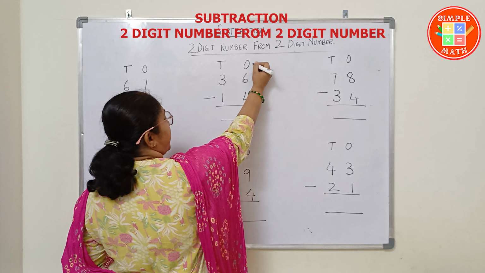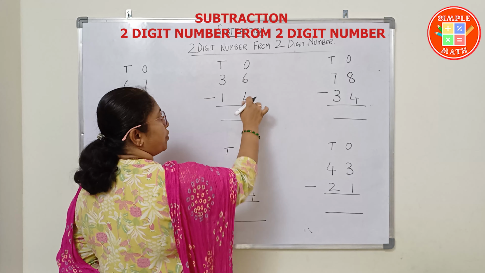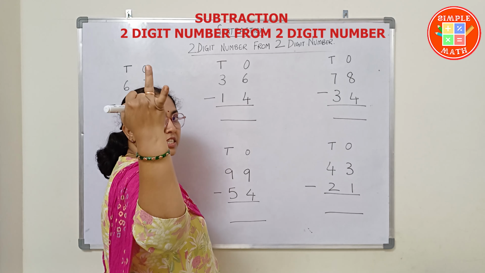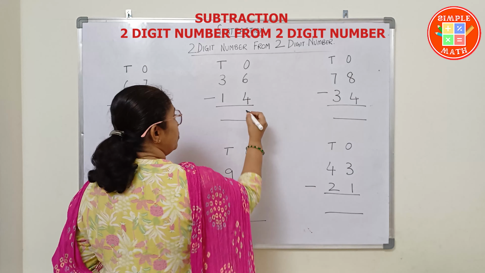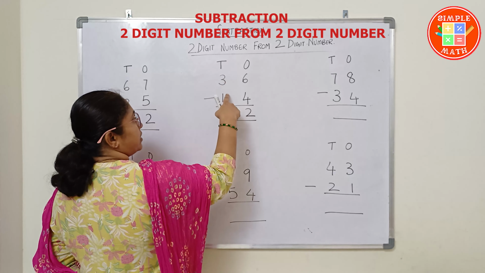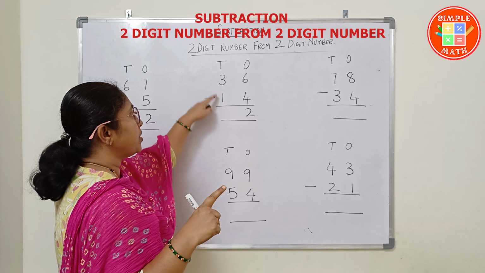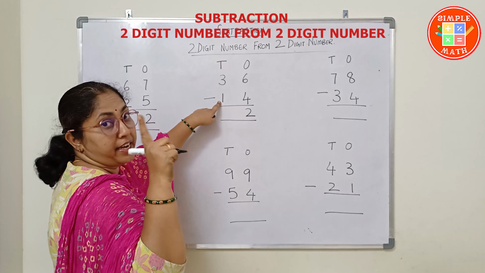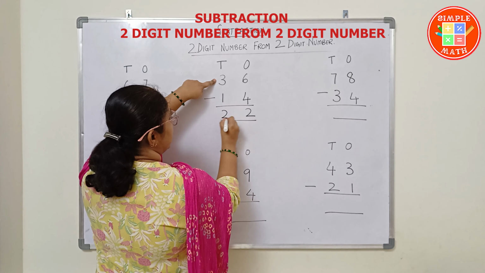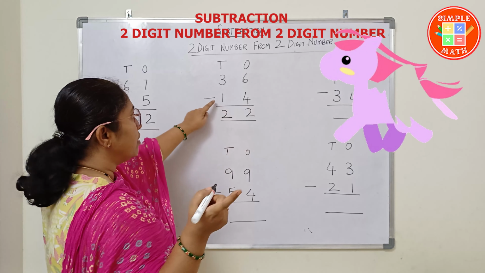Now, we should start subtraction from the ones column. So 6 minus 4. Keep 4 in your mind. Count after 4: 5, 6. How many fingers did you get? 2. So write 2 in the ones column. Then next go to the tens column. 3 minus 1. When you subtract 1 from any number, you get the number before it. So the number before 3 is 2. 2, 2, 22.